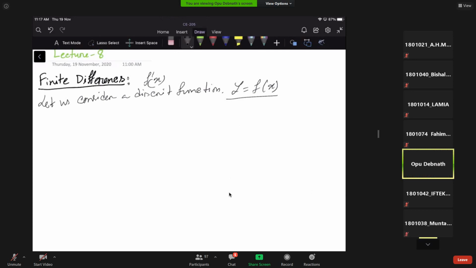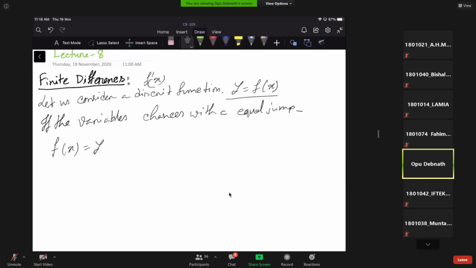So in finite difference, if the variable changes with an equal jump, it can be said to be an equal finite difference, or if the jump is unequal, unequal. So for a discrete function, f of x is equal to y, or we can reverse the conventional form, y is equal to f of x. This is a discrete function.